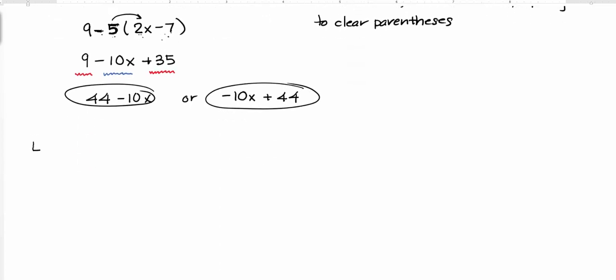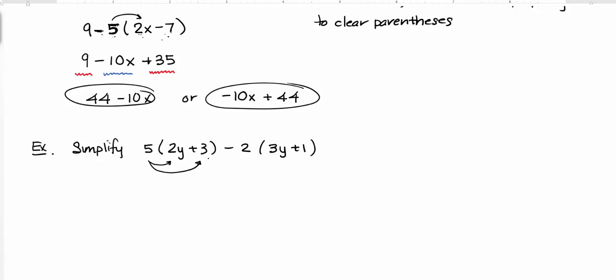Okay, let's try this one. Simplify 5 times the quantity 2y plus 3 minus 2 times the quantity 3y plus 1. Again, I'm going to use the distributive property. The term right outside the parentheses is what gets distributed. So I'm going to take my 5 times 2y and my 5 times 3. So I have 10y plus 5 times 3 gives me 15.